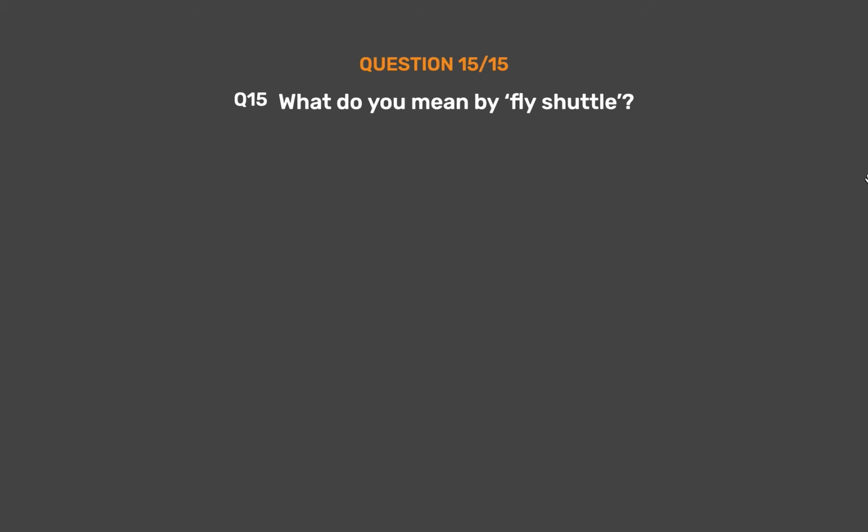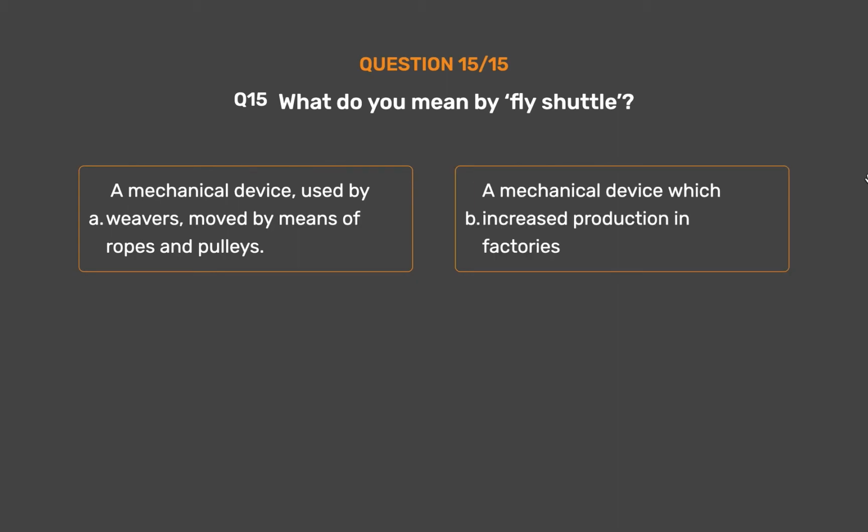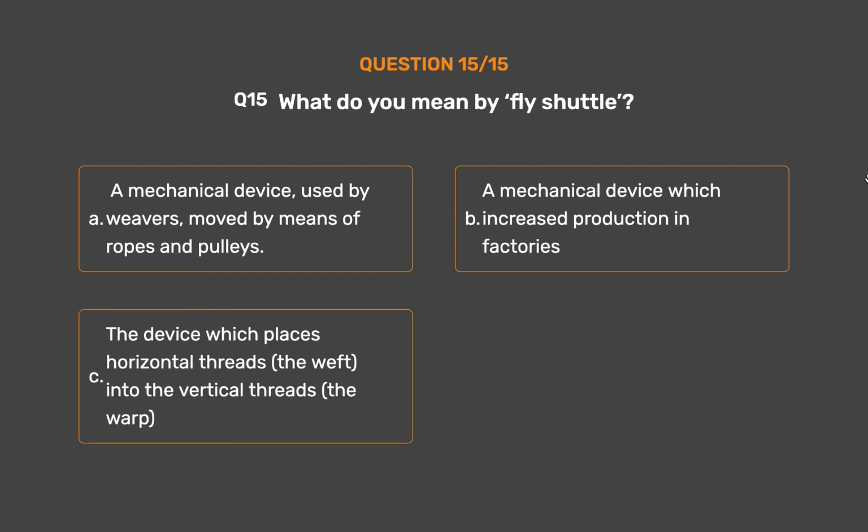Question number 15. What do you mean by fly shuttle? Option A, a mechanical device used by weavers, moved by means of ropes and pulleys. Option B, a mechanical device which increased production in factories. Option C, the device which places horizontal threads, the weft, into the vertical threads, the warp. Option D, both A and C.